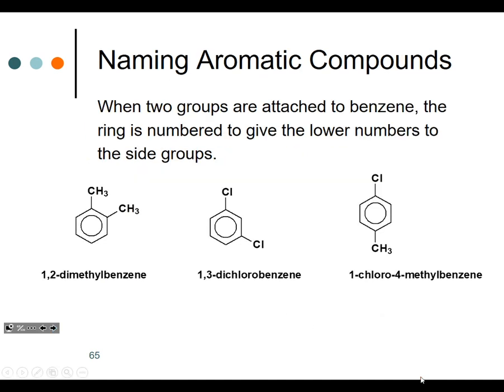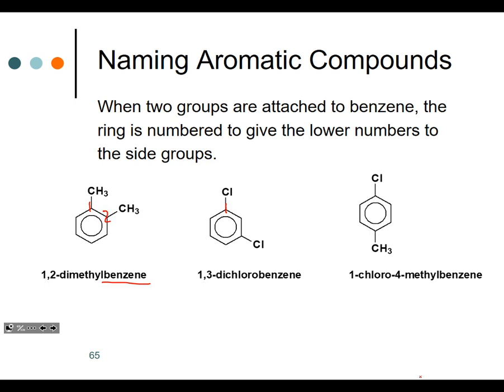All right, when 2 groups are attached to benzene, the ring is numbered to give the lower numbers to the side groups. So on this one, I'm not going to start here and go 1, 2, 3. I'm going to give these numbers to my side groups. I could go 1, 2. Now on this one, I could also go 1, 2. No matter which way I go, it's going to be named the same thing. If I can, I just always start at the top. So you can see where this is 1,2-dimethyl. None of that has changed. That's still named the same. But then you just end it with benzene.